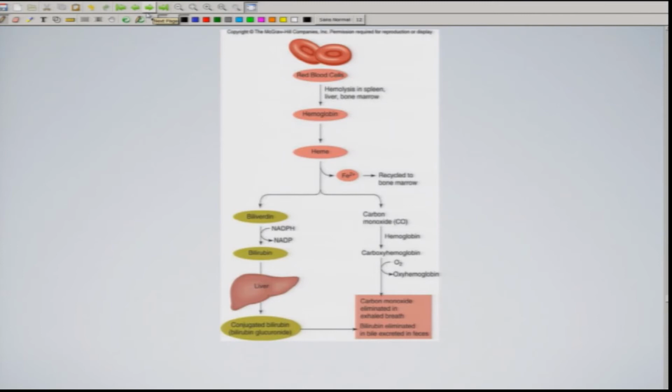Now, talking about the red blood cells, this is how some of the reactions are taking place. Red blood cells are hemolyzed in the spleen and liver and in the bone marrow, forming hemoglobin. From hemoglobin, the heme moiety is taken and the iron is removed. So, it's something like this.